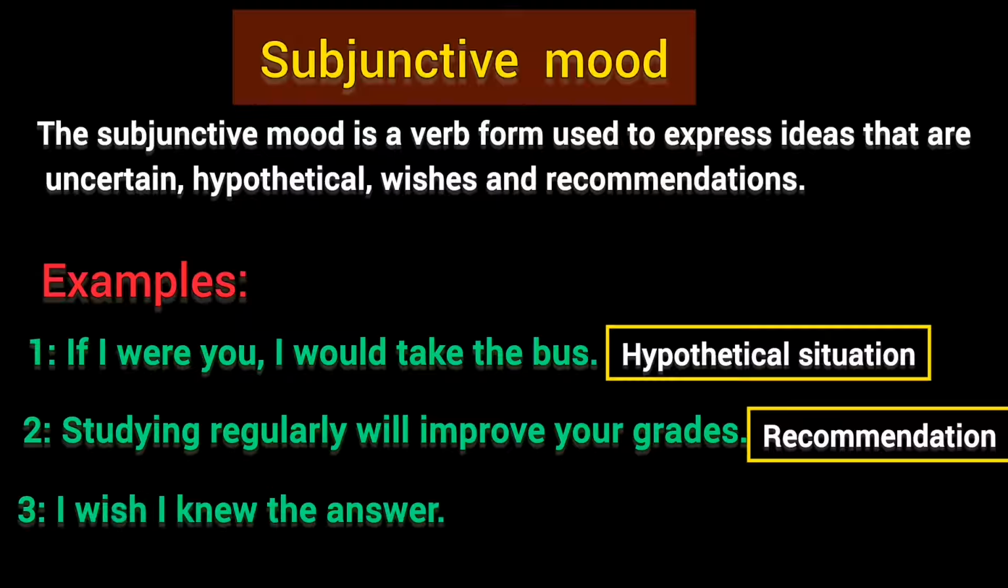I wish I knew the answer. Look at this last example. The verb of this sentence shows a wish. And as we have said, a subjunctive mood of a verb shows a wish, recommendation, and a hypothetical situation. So, this verb expresses a wish. So that is why it is known as a subjunctive mood of a verb.